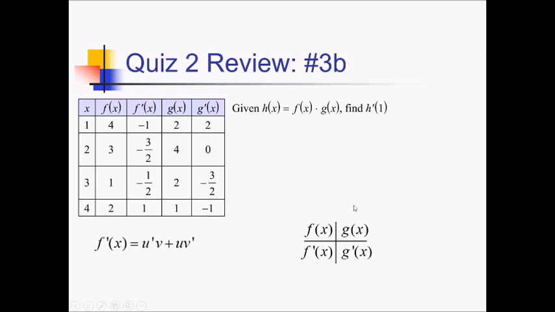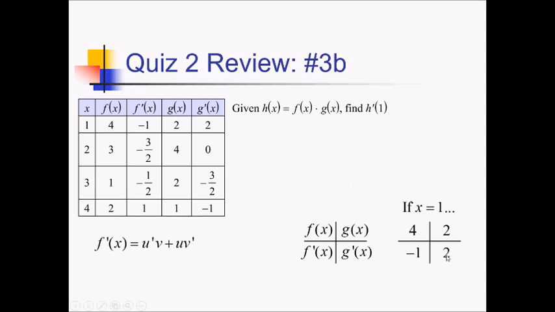Now, if x equals 1, which is what it equals because we're trying to find h prime of 1, what do all these things become? Well, we can look all of this up in the table. F of 1, that's going to be 4 according to this table, and g of 1 is going to be 2. F prime of 1, that's going to be negative 1, and then g prime of 1, that's going to be 2.